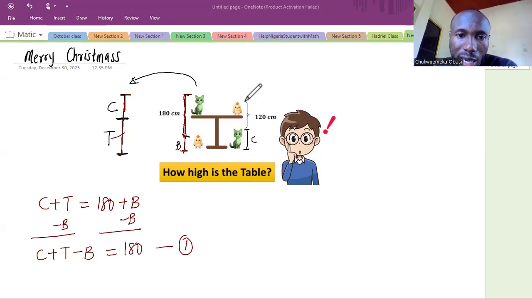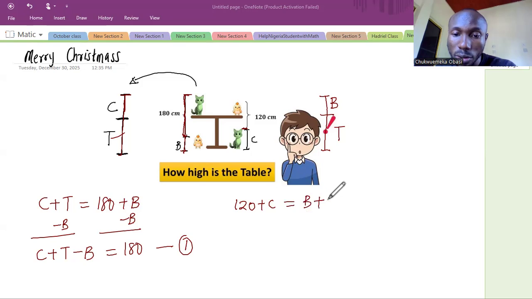So like you can see here, from the height of the bed down to the top of the cat is 120, and the remaining height to the feet of the table is C. That's going to be 120 plus C. And of course, if we decide to extend this down to this side, you can see that this here is the height of the bed, which is B, and the remaining is the height of the table, which is T. That is going to be equal to B plus T. Perfect. I like to put it this way. I like to say B plus T equals 120 plus C.